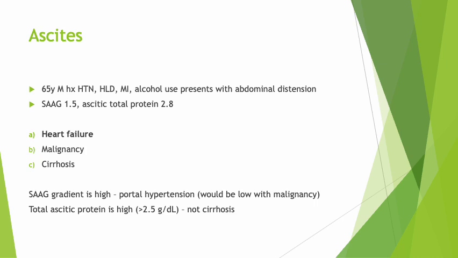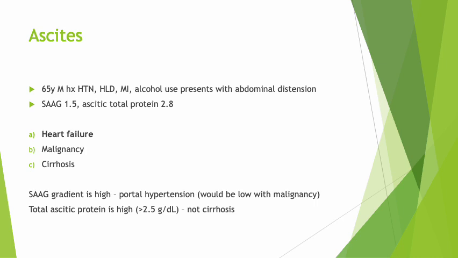So let's go back to this question here. So you've calculated out your SAAG based on the serum and the ascitic albumin, and 1.5, is that going to be high or low? So we go back and remember SAAG of 1.1 or greater is high, so you know that this patient has portal hypertension.